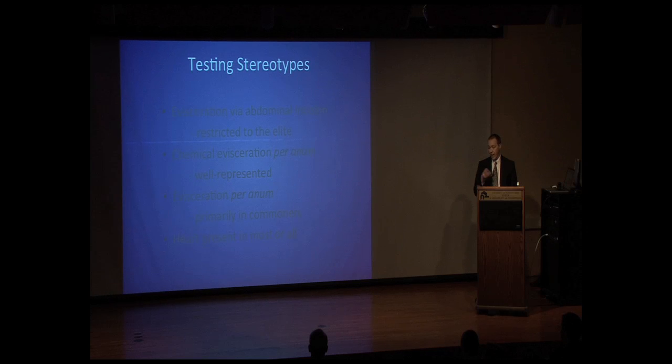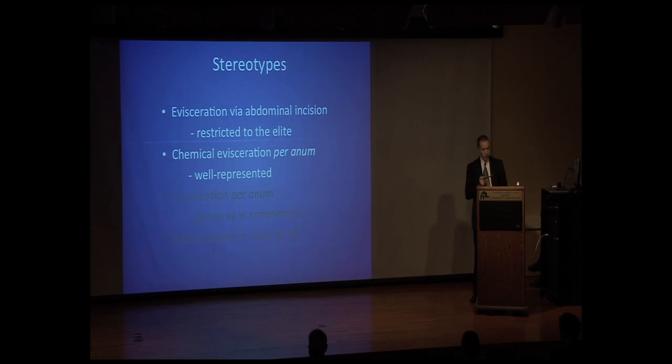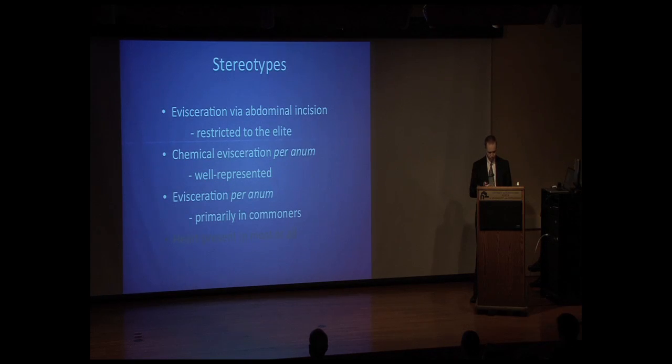These stereotypes, however, can be used to formulate a hypothesis that can be empirically tested. If the oft-repeated classical accounts are correct, then evisceration via abdominal incision should be restricted to the elite. Anal chemical evisceration should be well represented and be present primarily in commoners' remains. And the heart should be present in the overwhelming majority of eviscerated mummies.